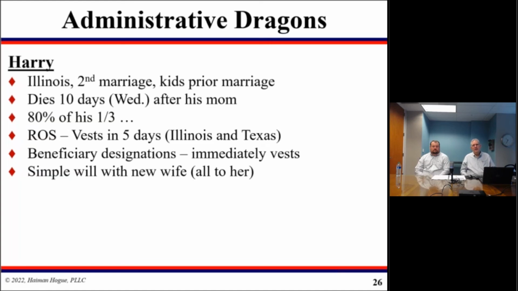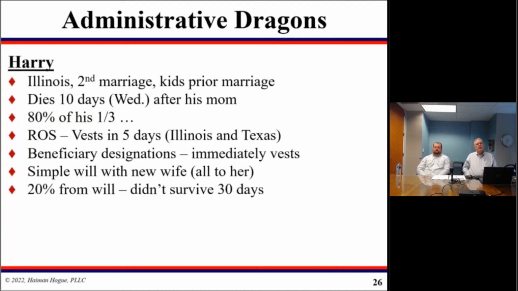What about Harry's kids? Well, he and his wife had done this simple will. They just hadn't gotten around to good planning yet. And what a disaster. Now, 20% from the will, he did not survive the 30-day period. Therefore, under the will, he is treated as though he predeceased his mother. That means that part is going to go to his kids. Also, the Texas real estate will go to his kids. Again, that total was about 20%.